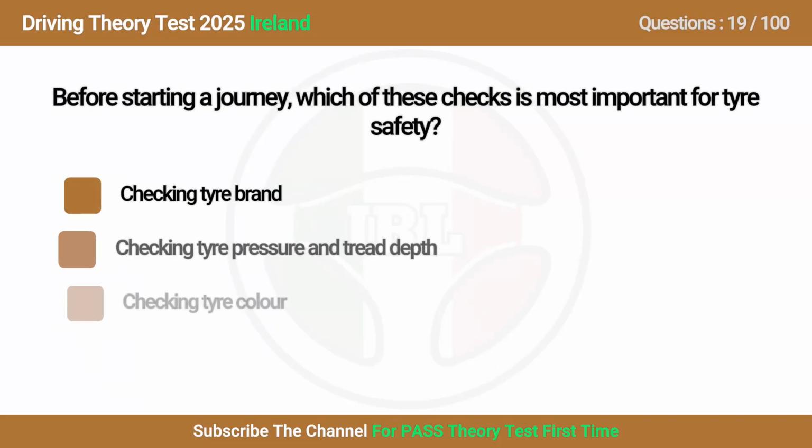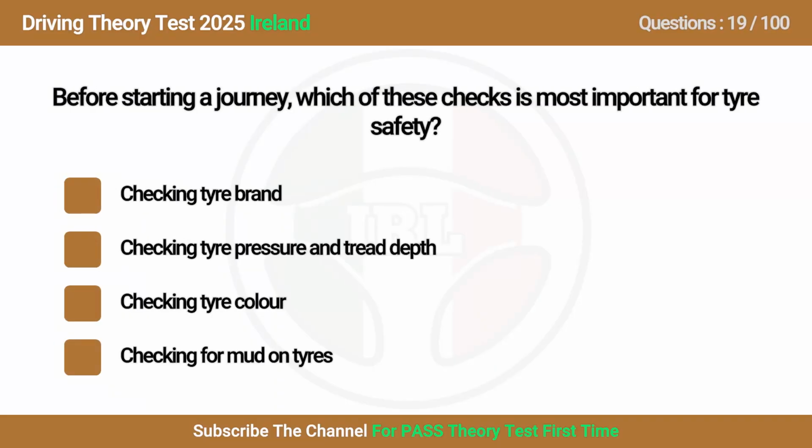Question 19. Before starting a journey, which of these checks is most important for tire safety? A. Checking tire brand. B. Checking tire pressure and tread depth. C. Checking tire color. D. Checking for mud on tires.